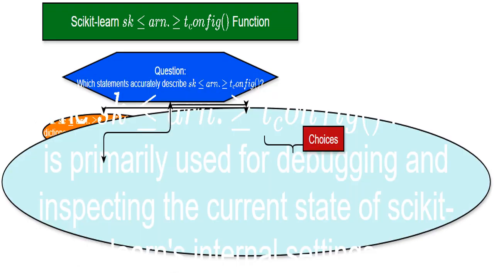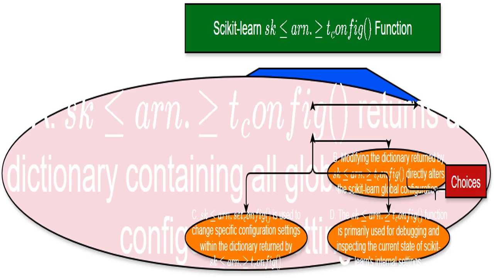This is absolutely correct. get_config is super helpful for finding out what scikit-learn settings you're actually using. It's a great tool for debugging if something's not working as expected. You can use it to verify whether settings were changed correctly. This statement is completely accurate.